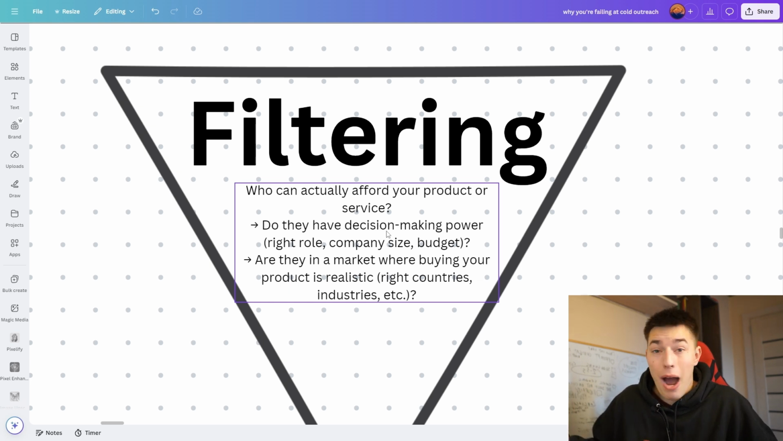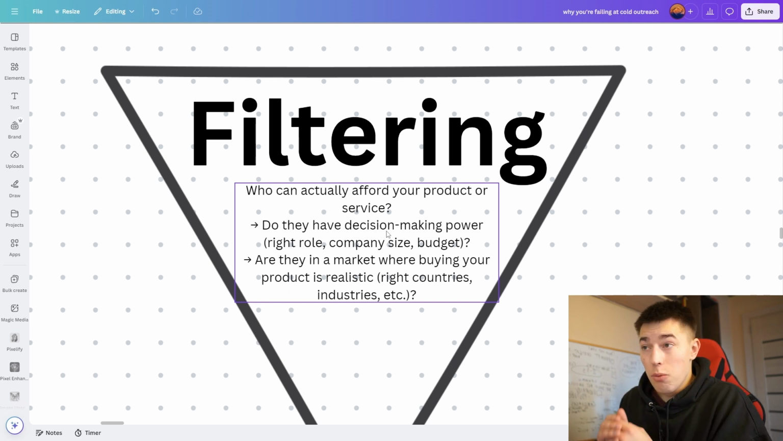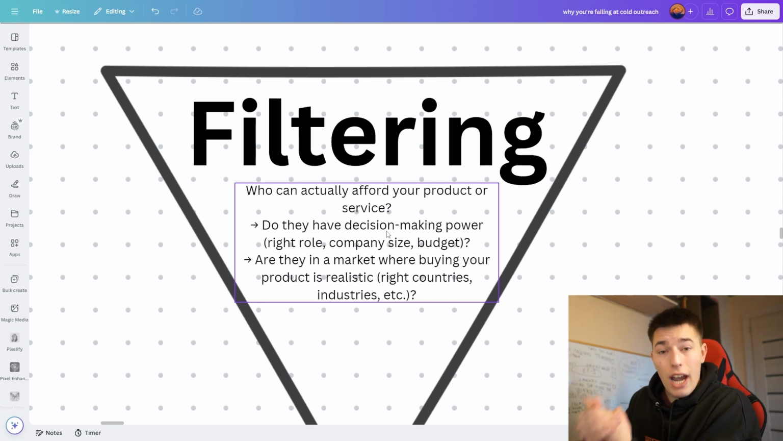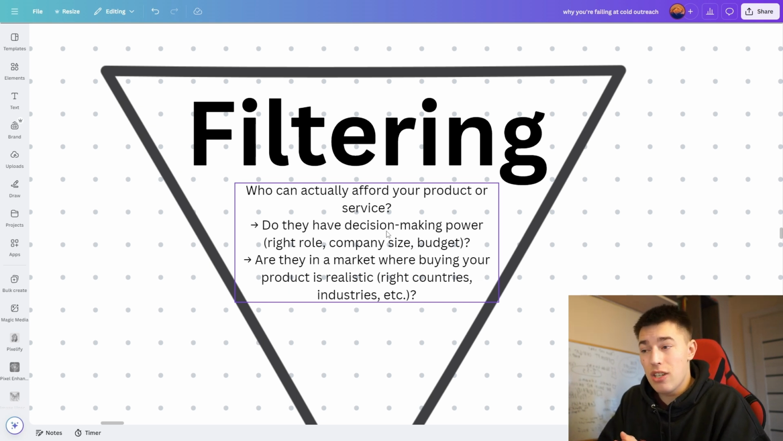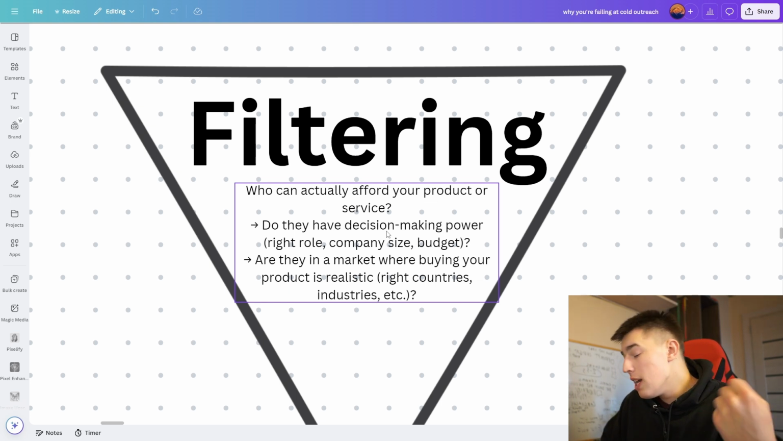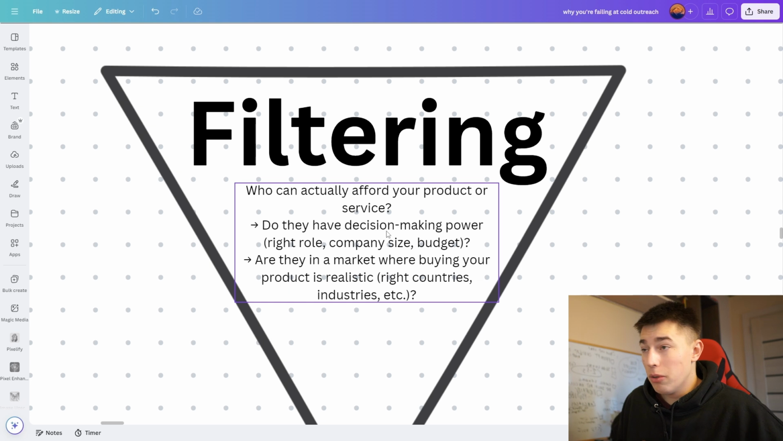They don't have the power. They don't even have the Stripe logins. They will not clear your invoices. So again, you want to find who is the right role, who has the budget, who can make the decision to say, okay, we're working with you, send a contract, let me pay you, right?